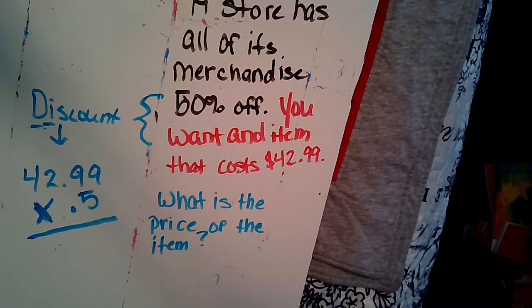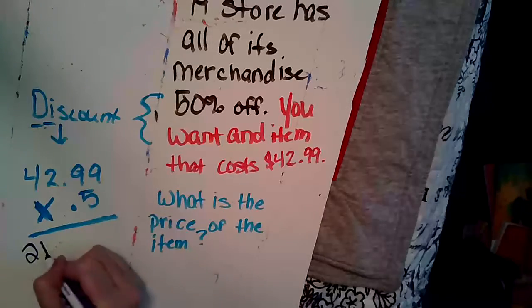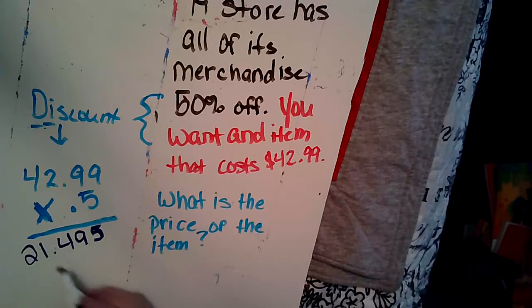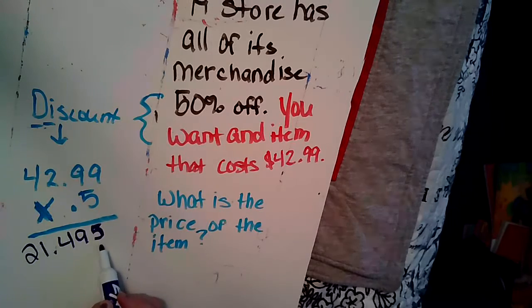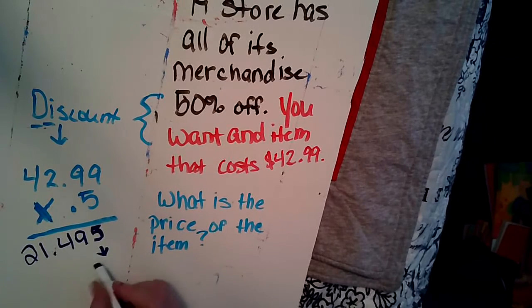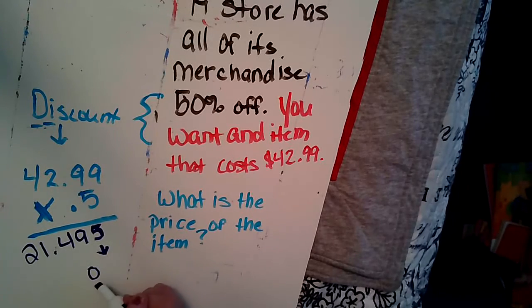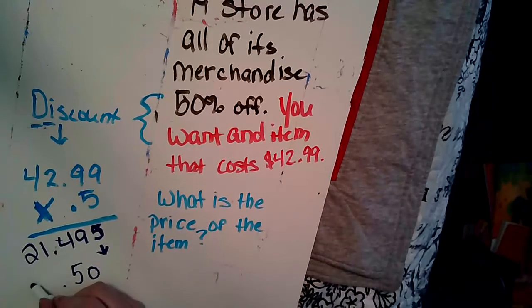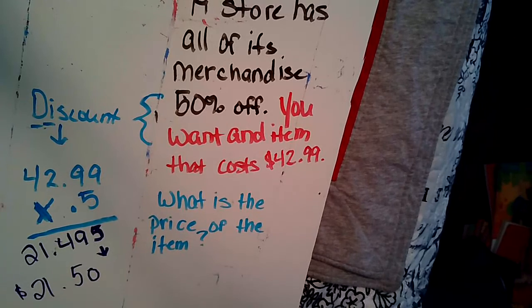Okay, you should have come up with a number of 21.495. Now, this is not a number that you can give the cashier. So this 5 in the thousandths place is going to tell us to round this 9 up to 10. What happens when we round that 9 up to 10? Well, that 4 now becomes a 5, and now we have 21.50.